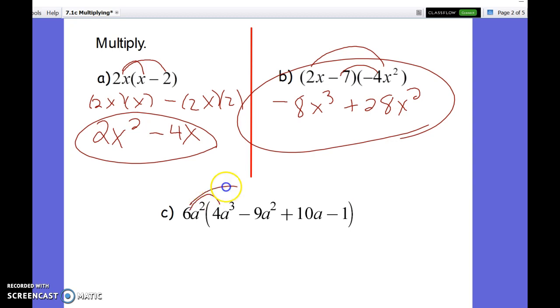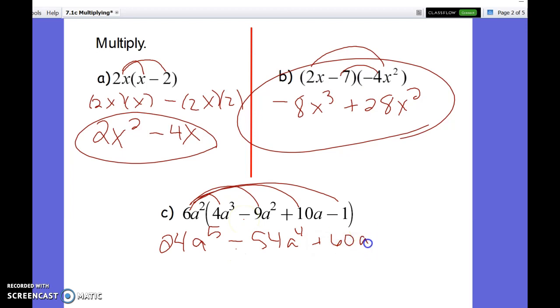Okay, so like we said, we're just making sure we are distributing this 6 times a squared to each term. All right, so be careful, particularly for your negatives. You should end up with 24a to the 5th minus 54a to the 4th, right? Since there was a negative here, I kept it as a subtraction sign, plus 60a to the 3rd, and then negative 6a squared.